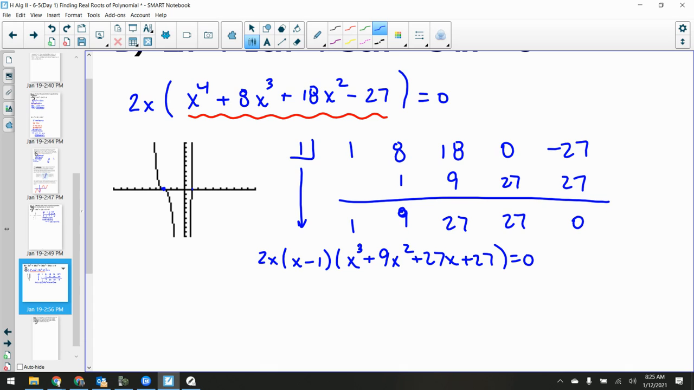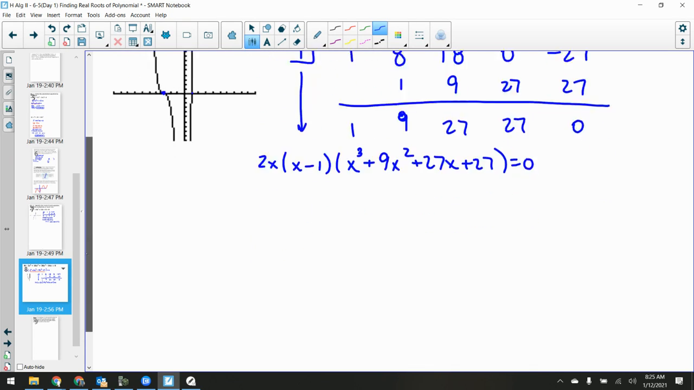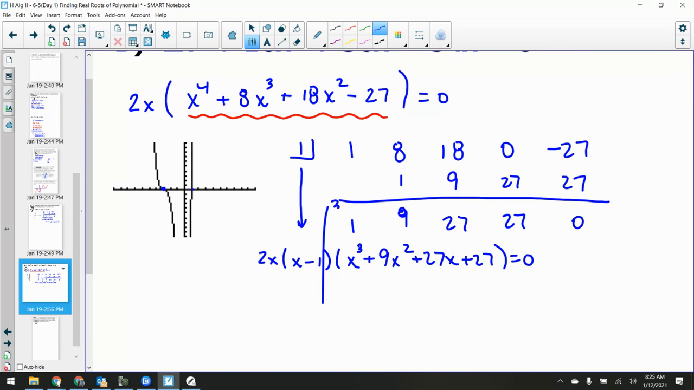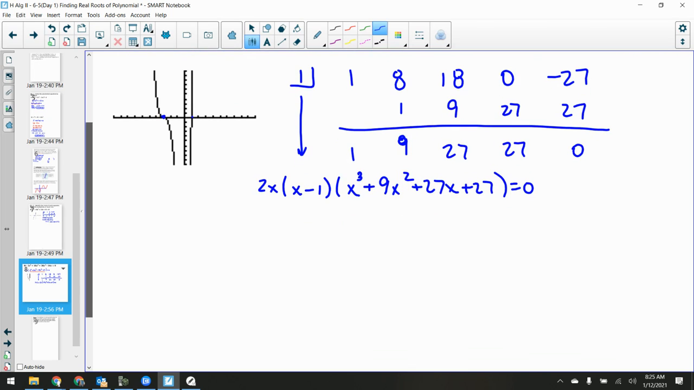Can I factor that x to the third plus 9x squared plus 27x plus 27? No. I could try to factor by grouping again, but again, spoiler alert, doesn't work. Okay, well, what else can I do now? I had some roots that I could possibly have used again, right? What's the least amount of multiplicity that this -3 has? It's got to be at least a 3, right? I could do synthetic division with this 3 times, and then I would exhaust the -3. So let's run -3 through this.